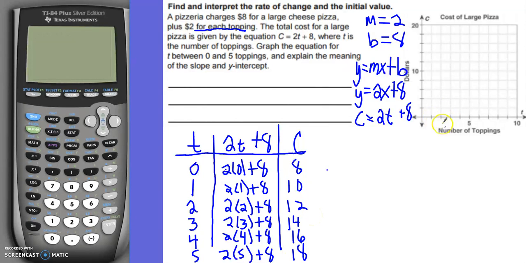So when we graph the ordered pair, we have 0, 8. We have 1, 10. We have 2, 12.